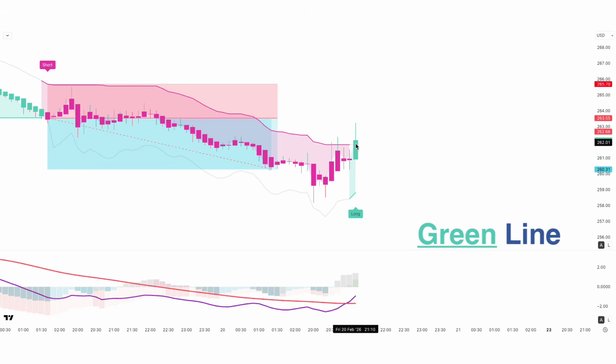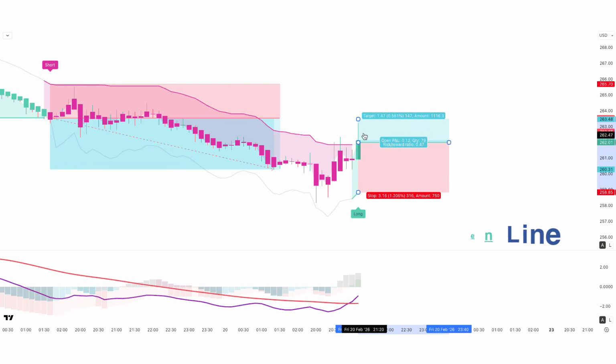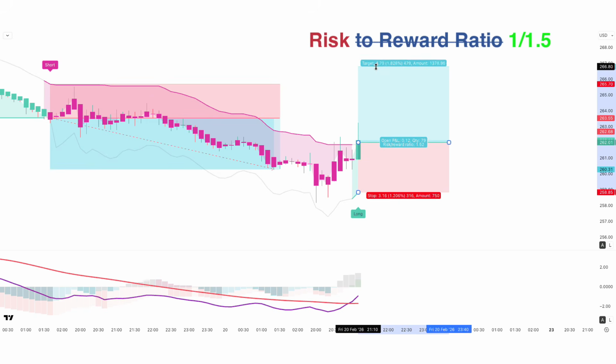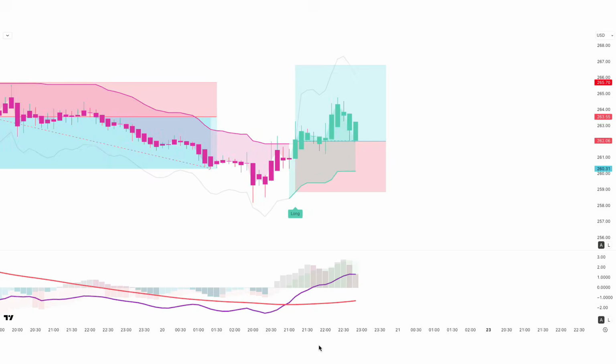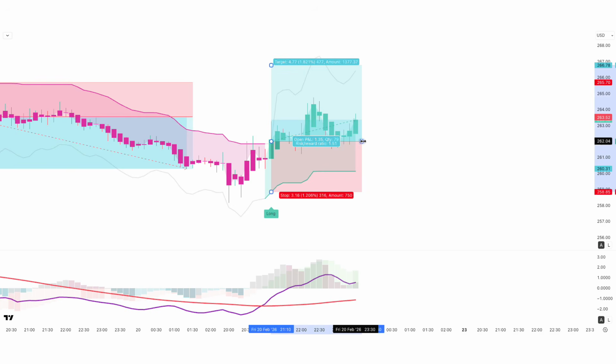Our stop loss is to be placed at the green line, and the risk-to-reward ratio will be 1:1.5. Let's see what happens to our trade. Our trade is running in profit.